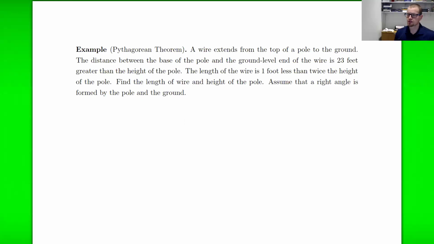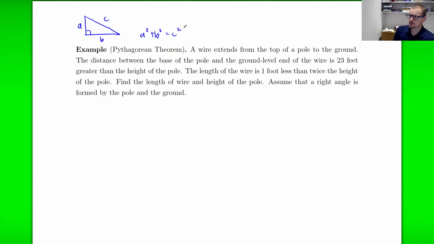Welcome. We want to take a look at an example of an application of quadratic equations. For this example, we would like to use Pythagorean's theorem. So just a quick reminder: if I have a right triangle with side lengths A and B, and hypotenuse length C, then according to Pythagorean's theorem, A squared plus B squared is equal to C squared. So we're going to use that in our application here.